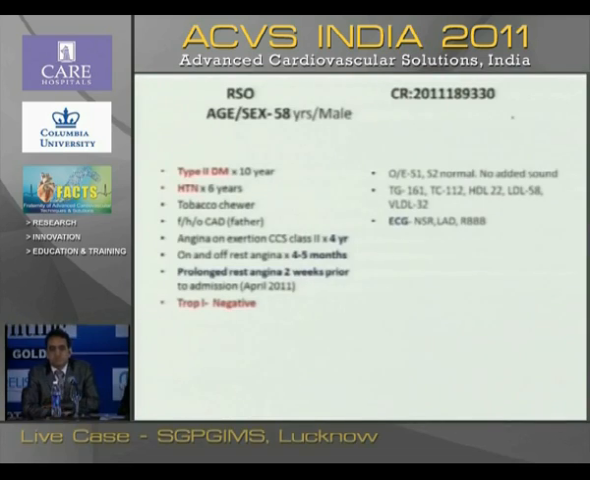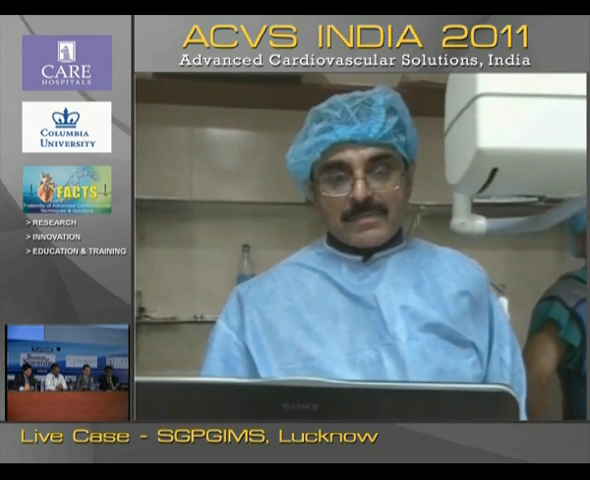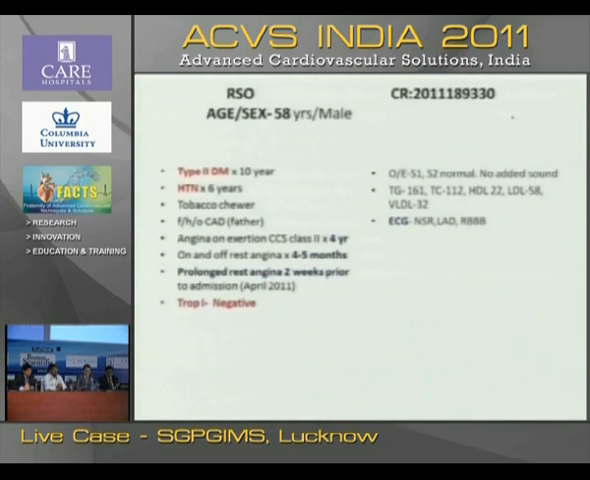So this is a 58-year-old man who has had diabetes for the last 10 years, is hypertensive, and is a smoker as well, with a family history of coronary artery disease in the father. He had chronic angina for the last 4 years and recent worsening for the last 4 to 5 months. He had a prolonged episode of rest angina 2 weeks prior to his admission in April 2001. This time the troponin was negative.